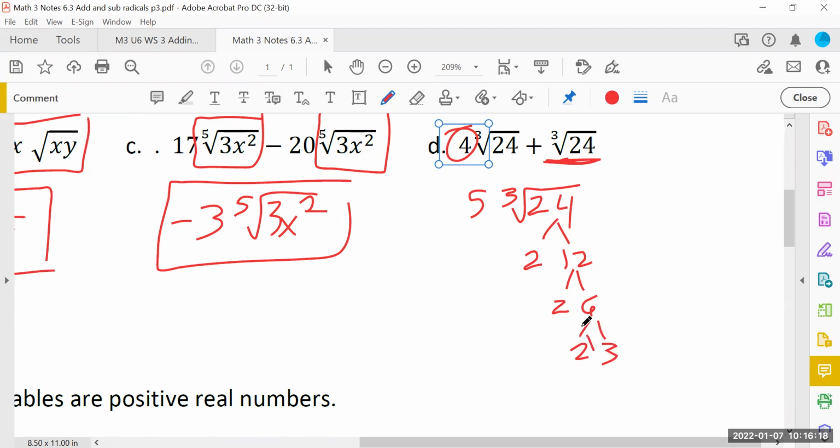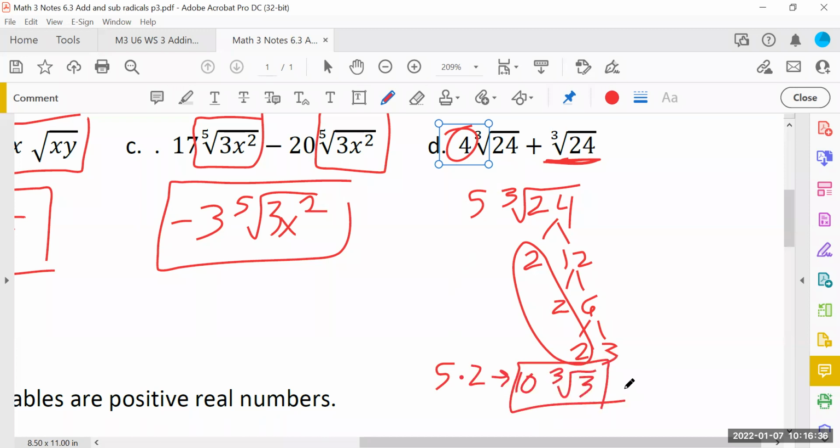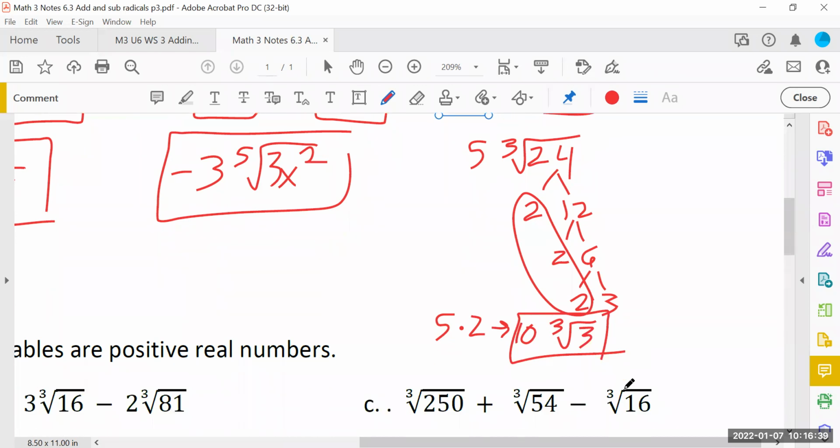So I have a set of 2s here, 3 2s that can come out. That gets multiplied by the 5 that was already out there. So 5 times 2 is 10. 10 cube root of 3.